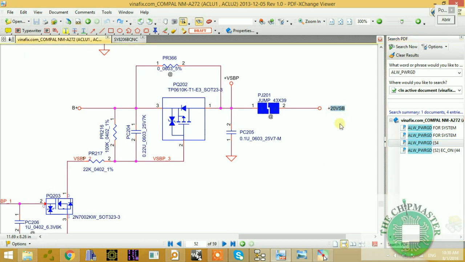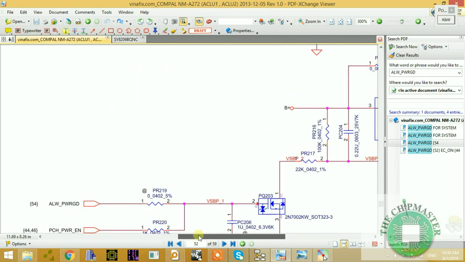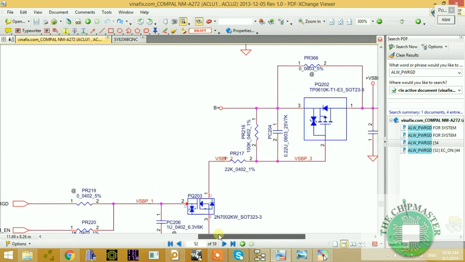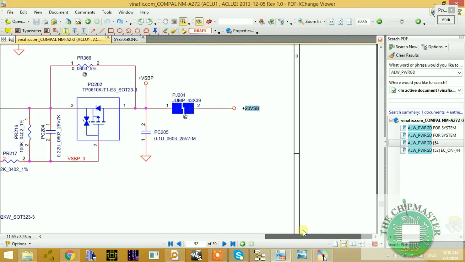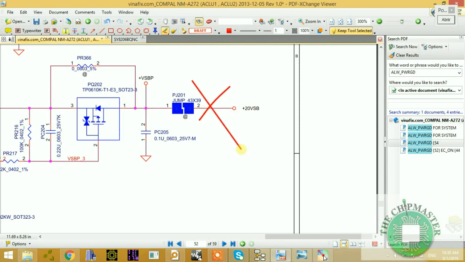Now this plus 20 volts is generated to turn on our conversion circuit after pressing the power button. This voltage will be needed. If there is any fault with this voltage, then your machine won't power. It may power on, power off, power on, power off in a repeated cycle, or no display.